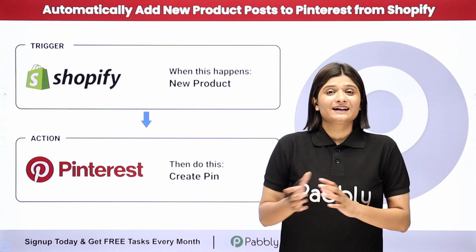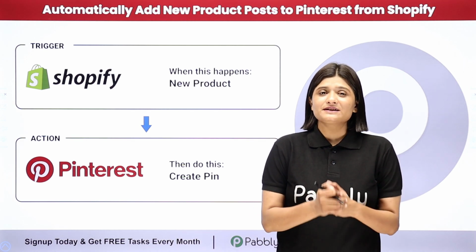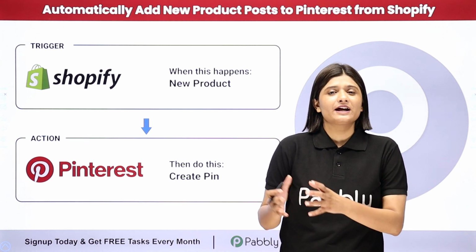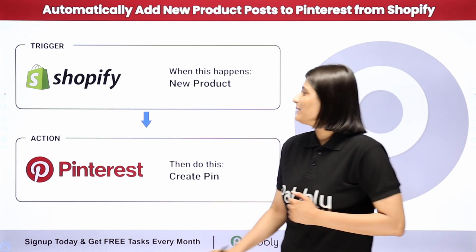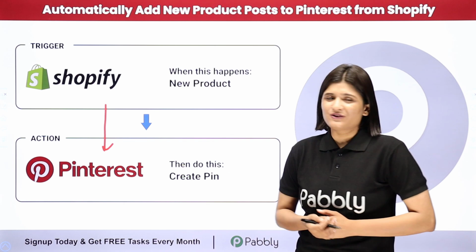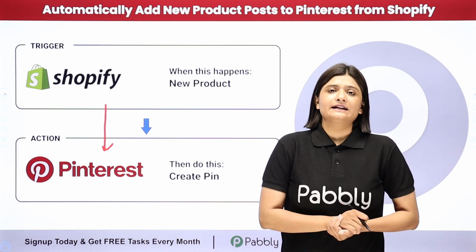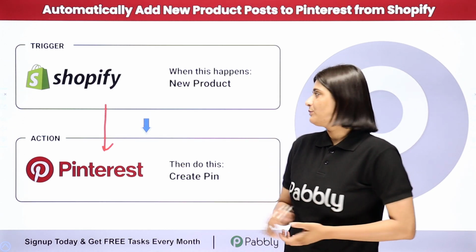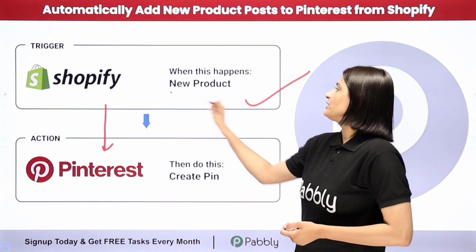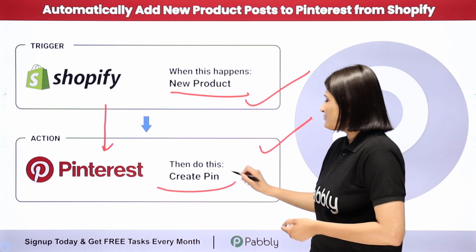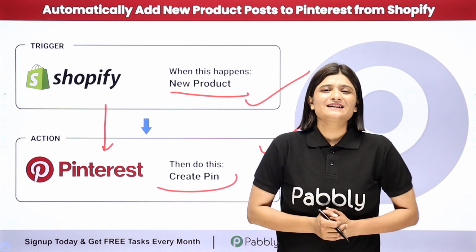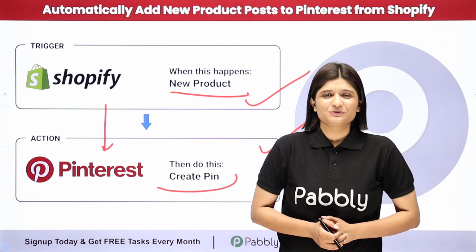I'm going to use Pabbly Connect. Pabbly Connect is an amazing automation and integration software which requires no coding or programming skills. Here I just need to build a connection between Shopify and Pinterest. With the help of Pabbly Connect, I am going to build this connection in such a way that whenever a new product is added to my Shopify, automatically a pin will be created in my Pinterest account. Now if you want to learn the step-by-step process, then let me take you all to my screen.